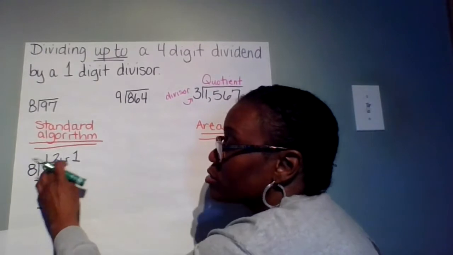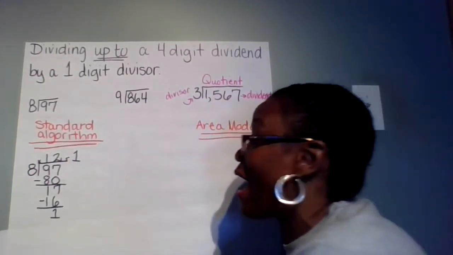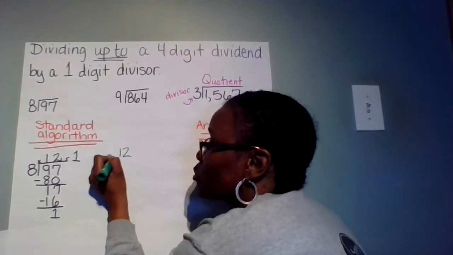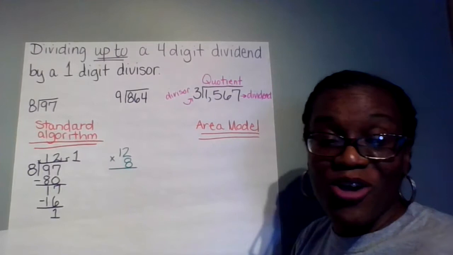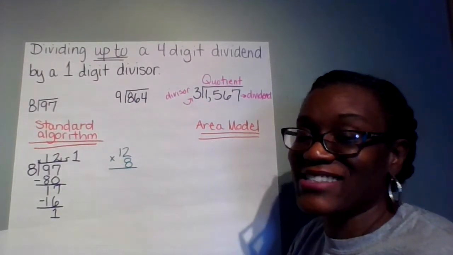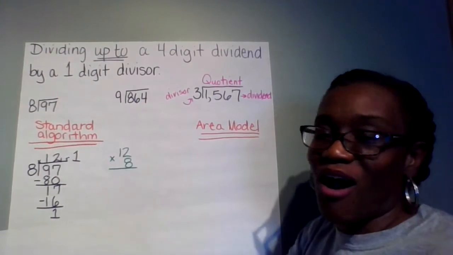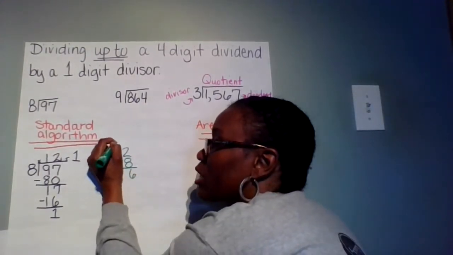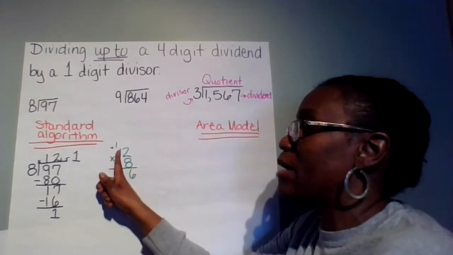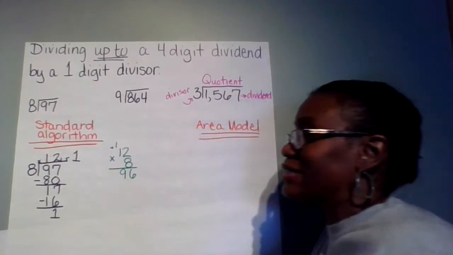So we're going to multiply the quotient times the divisor. So we're going to multiply 12 times 8. And if your scholar knows their multiplication facts, they should be able to tell you the answer. But let's do it the long way. 8 times 2 is 16. I put my 6 down, carry my 1. 8 times 1 is 8. Plus 1 is 9, giving me 96.